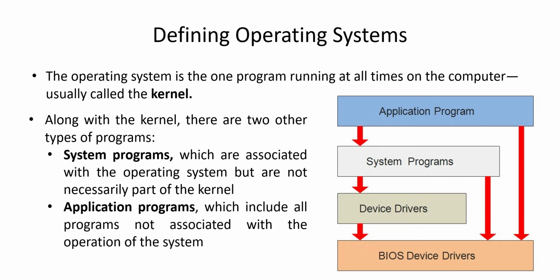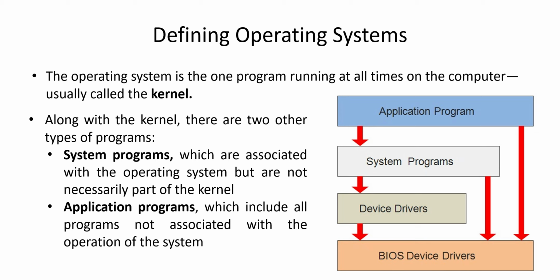Here's a more precise technical definition. The operating system is the one program running at all times on the computer, and this core program is usually called the kernel. Look at this diagram. It shows a simple layered structure. At the very bottom is the hardware, sitting directly on top of it is the kernel, the heart of the operating system. And above that, we have the various programs that run on the system.